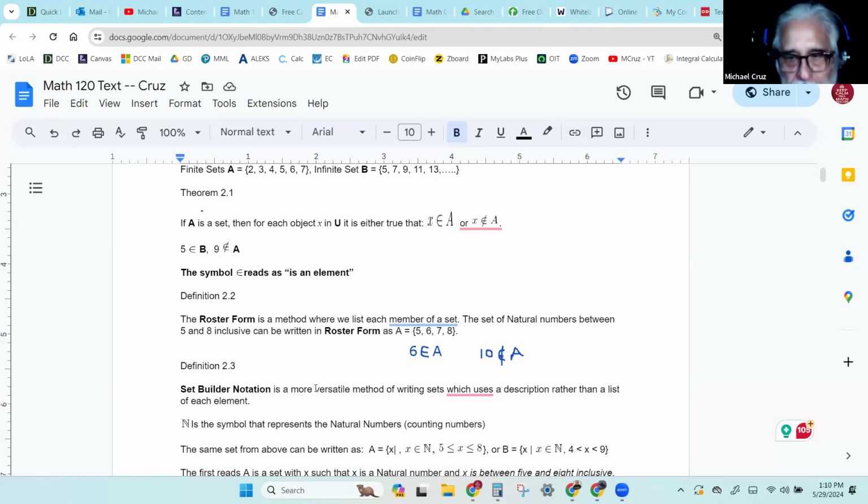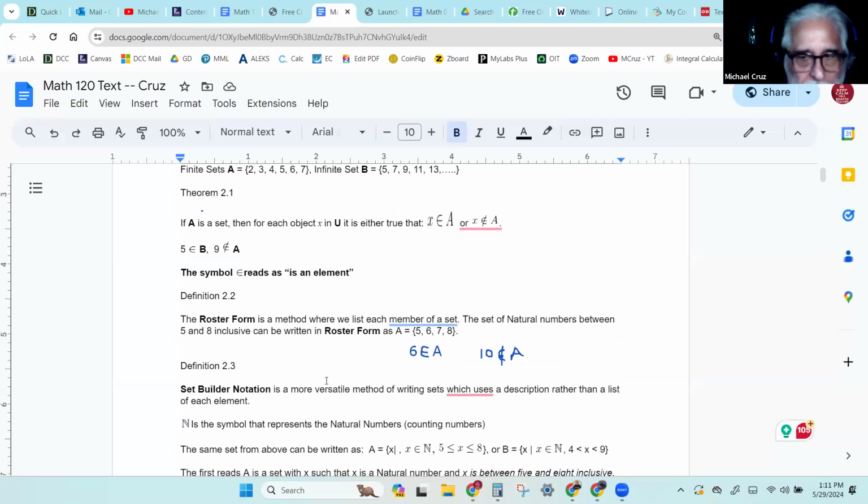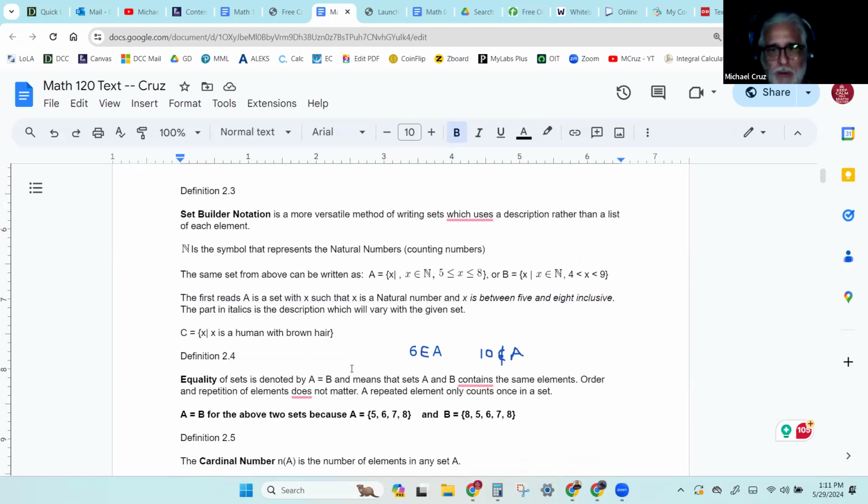Set builder notation is a more versatile way, and it really works well for when you have a lot of numbers. So something like the one that I had originally written that went up to 99. Set builder notation is really good for sets like that with a lot of numbers because it uses less than and greater than. So I'll show you what I mean.